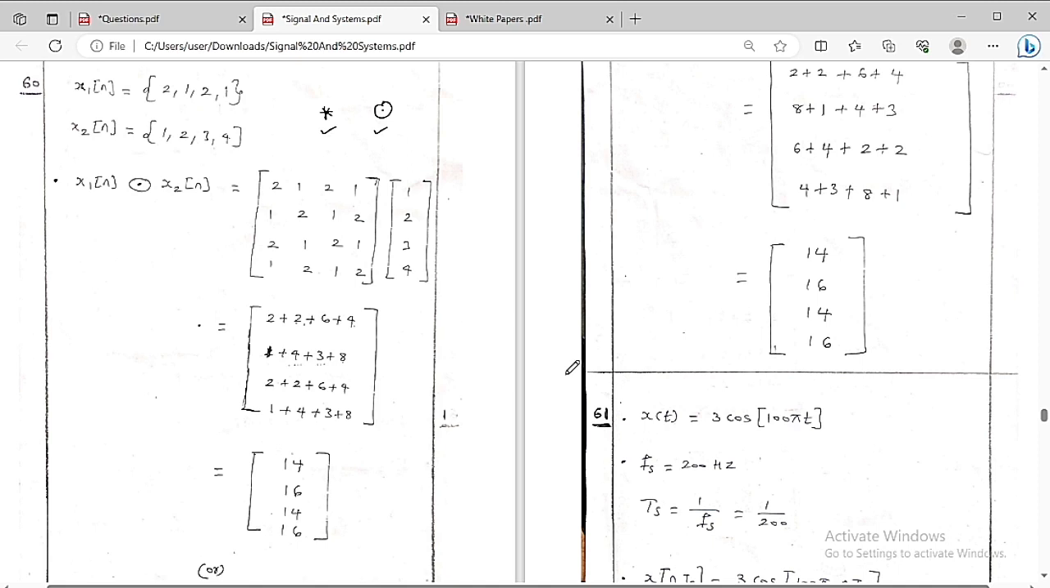So if x1 of n circular convolution x2 of n, first you have to write the elements of x1 in matrix format. So move every number by one unit. Then you are going to get a certain matrix, and multiply it with the other matrix of the elements which are present in x2 of n. And if you do the matrix multiplication, we are going to get the result. So x1 of n circular convolution x2 of n is equal to x2 of n circular convolution x1 of n. So in both the cases, we are going to get the same result. So this part you always have to keep in your mind.